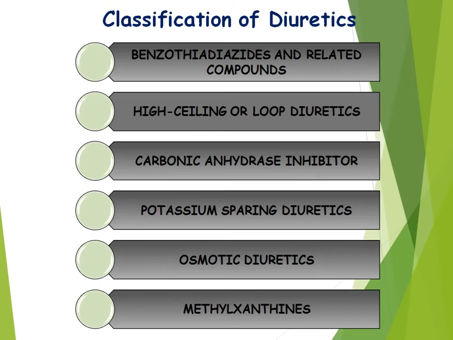Next is the classification of diuretics. The classification is divided into six subtypes. First is the benzothiazides and related compounds. Second is the high ceiling or loop diuretics. Third is the carbonic anhydrase inhibitors. Fourth is the potassium-sparing diuretics. Fifth is the osmotic diuretics, and the sixth and last is the methylxanthines. These are the classifications of diuretics.